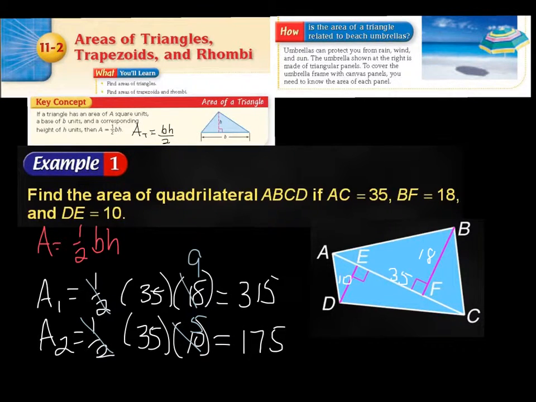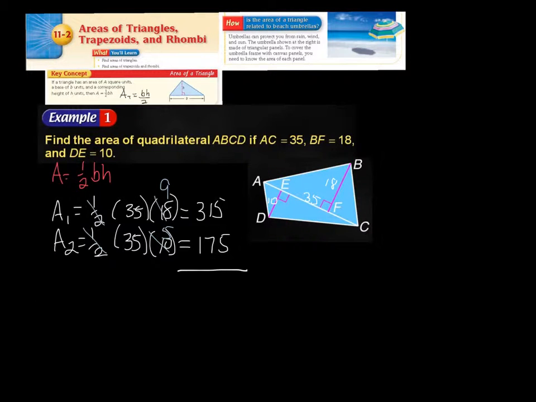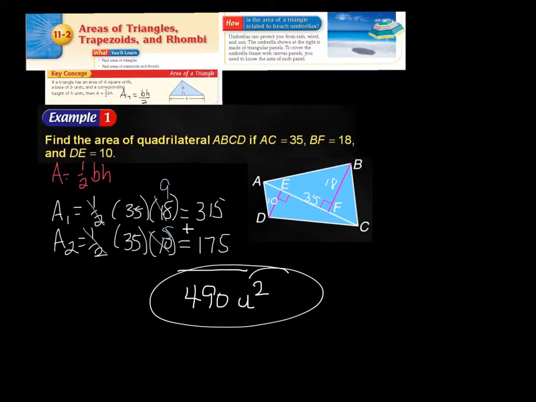So to get the total area, we just need to add the area of region 1 and the area of region 2, and we get 490. And we're going to call it units squared because they didn't give us units. Now this actually goes into the next area we want to find quite well, because we want to do trapezoid next, and to do a trapezoid we could break it up into two triangles.